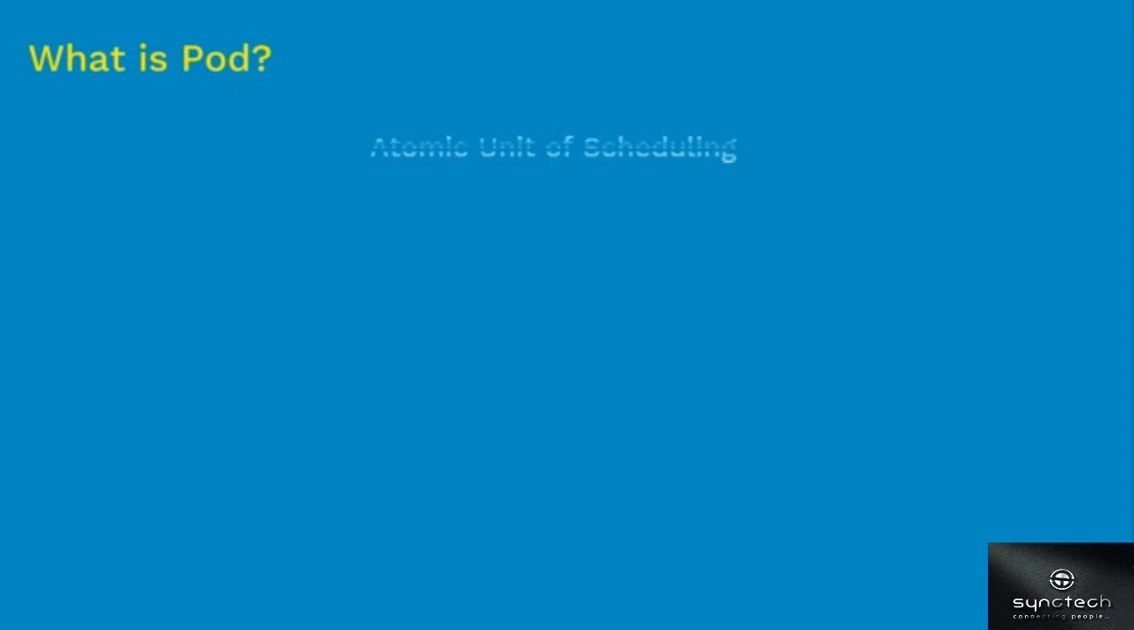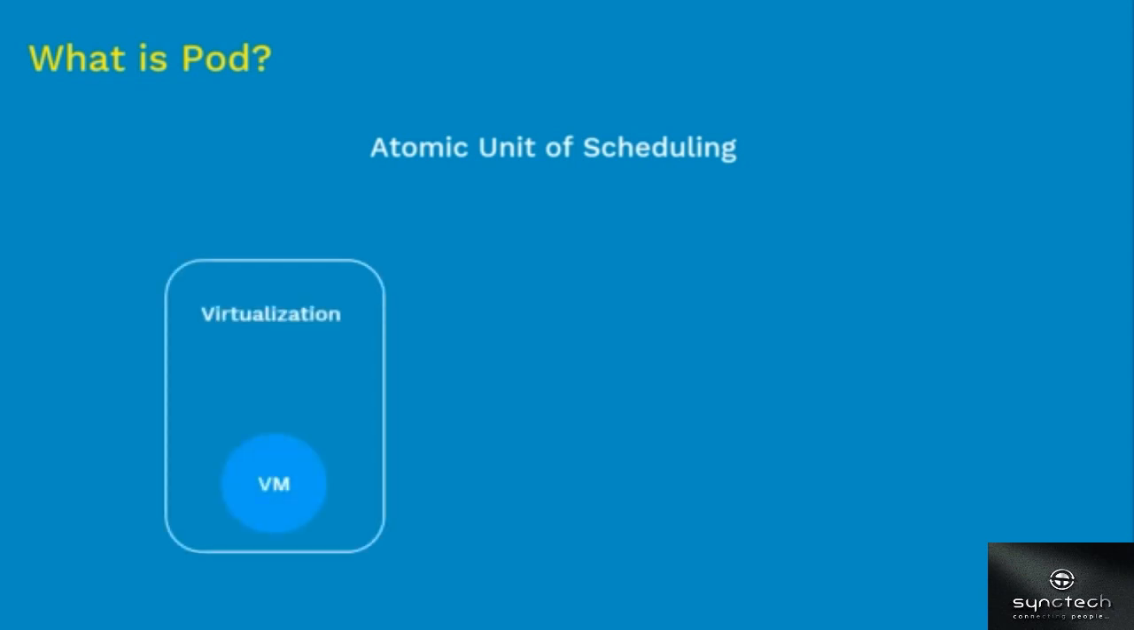So what is a pod? A pod is an atomic unit of scheduling in the Kubernetes world. To better understand this atomic unit of scheduling, we'll have to take a step back and look into some familiar topics. They are virtualization and containerization. So when you get into the virtualization world, the atomic unit of scheduling is a virtual machine. If you want to deploy any app, then you need to put your code and related config inside the virtual machine and then deploy it.